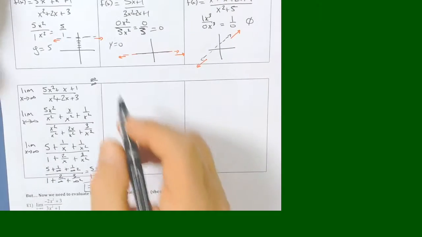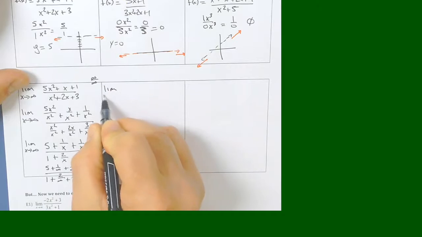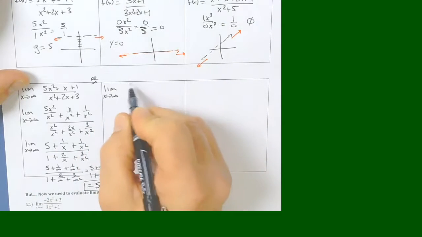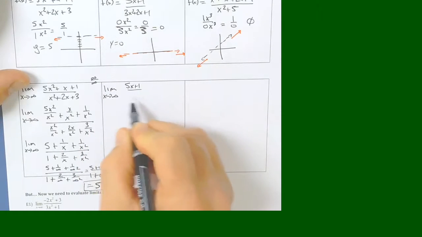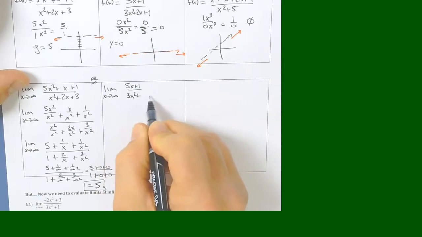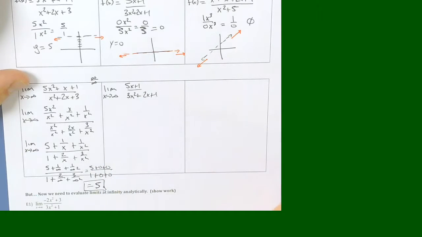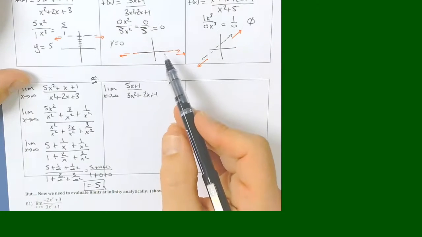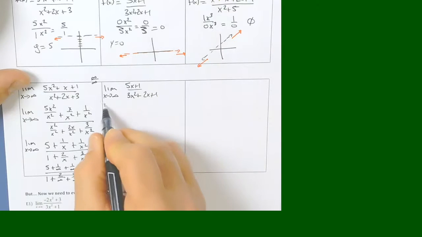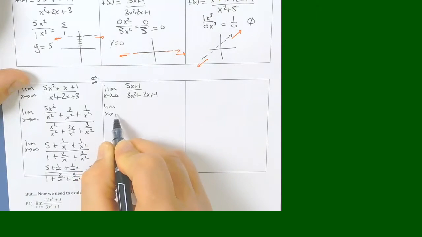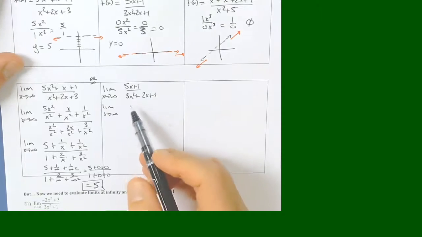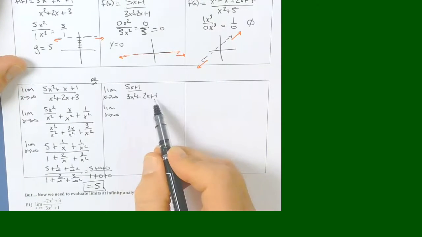A lot faster. The limit as x goes to infinity of 5x plus 1 over 3x squared plus 2x plus 1. We know it goes to 0 already. Let's take the limit as x goes to infinity, and let's divide by the highest degree, which is x squared.